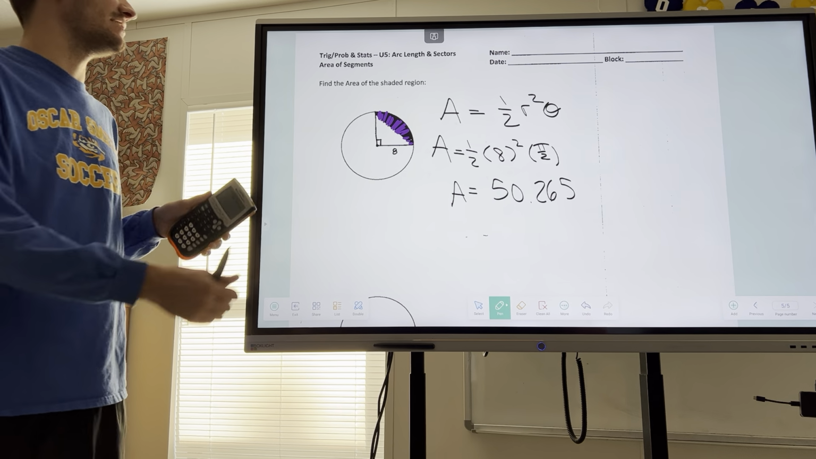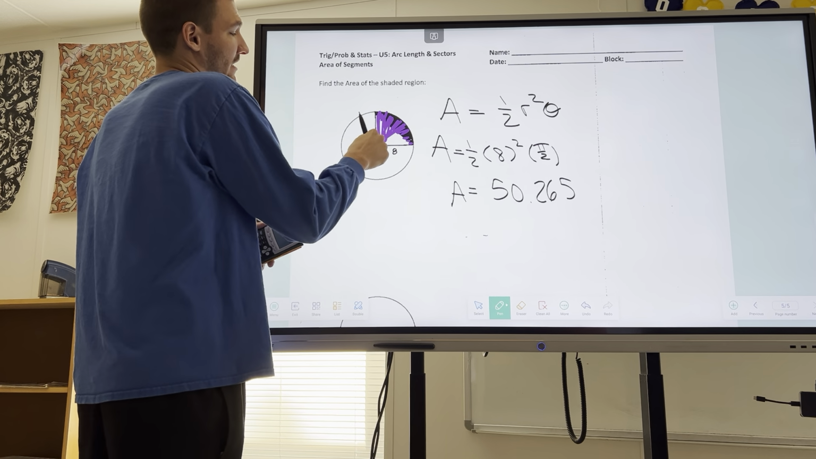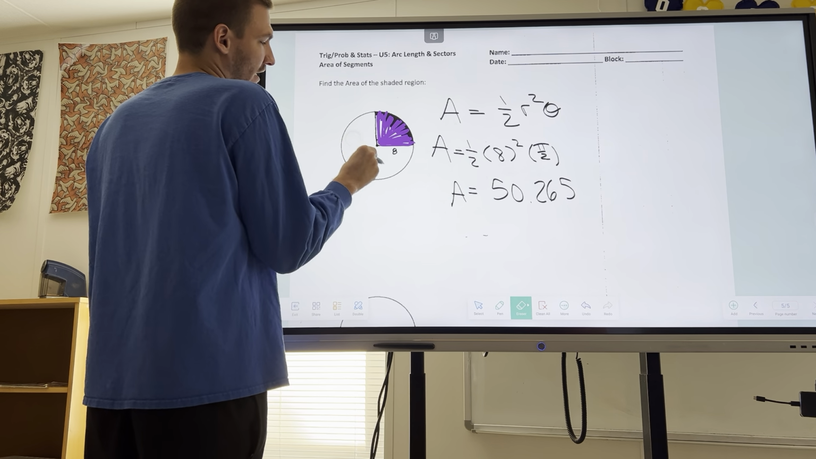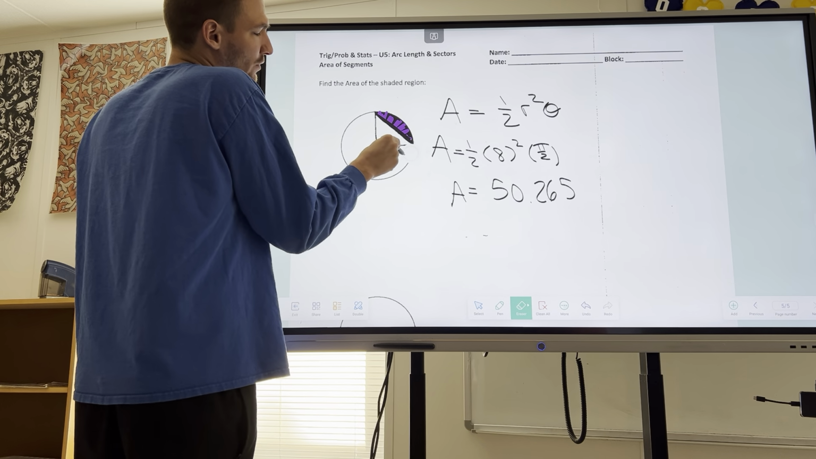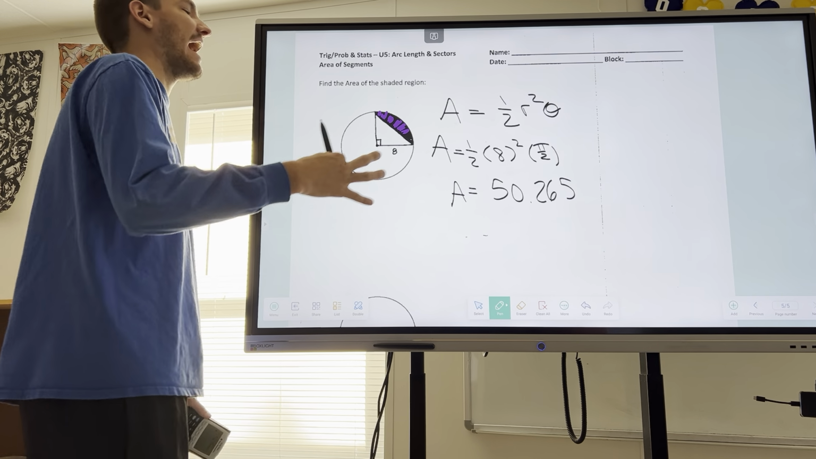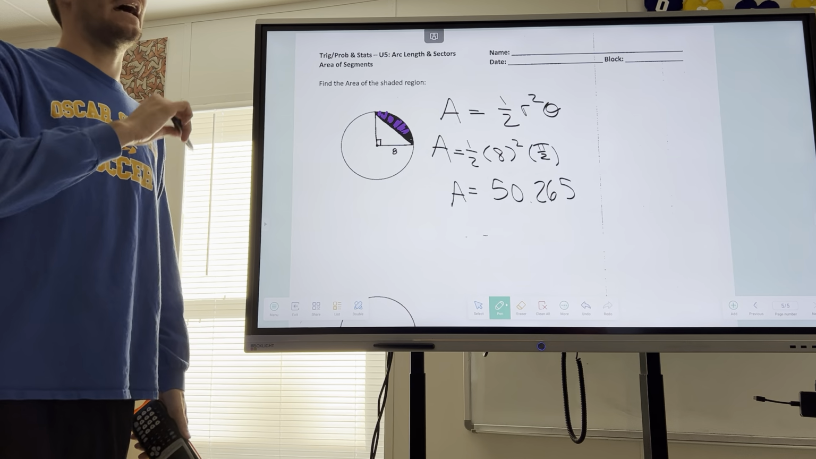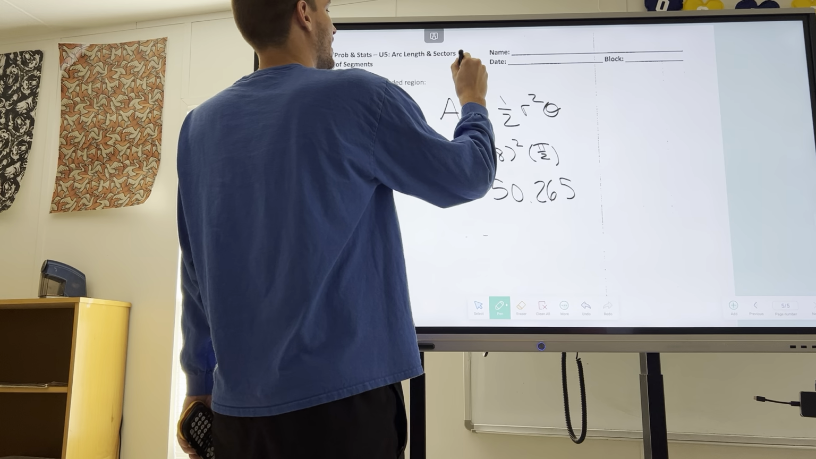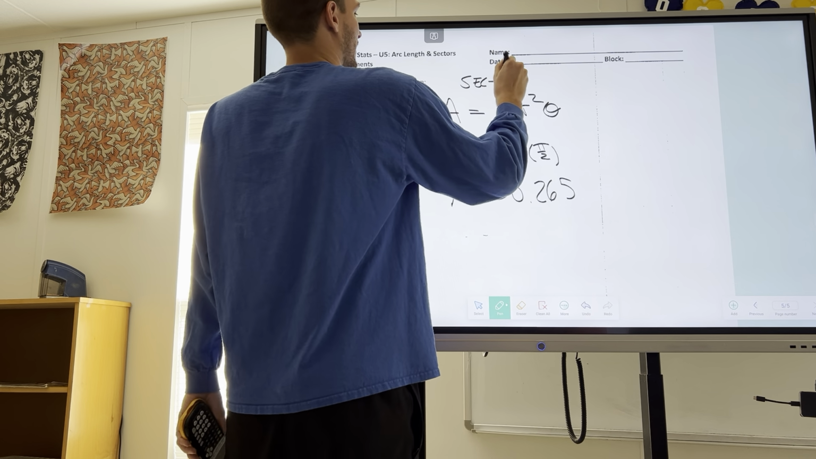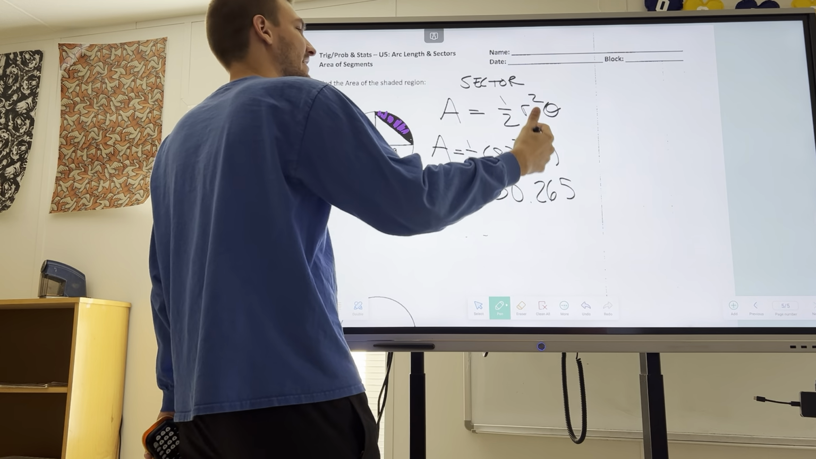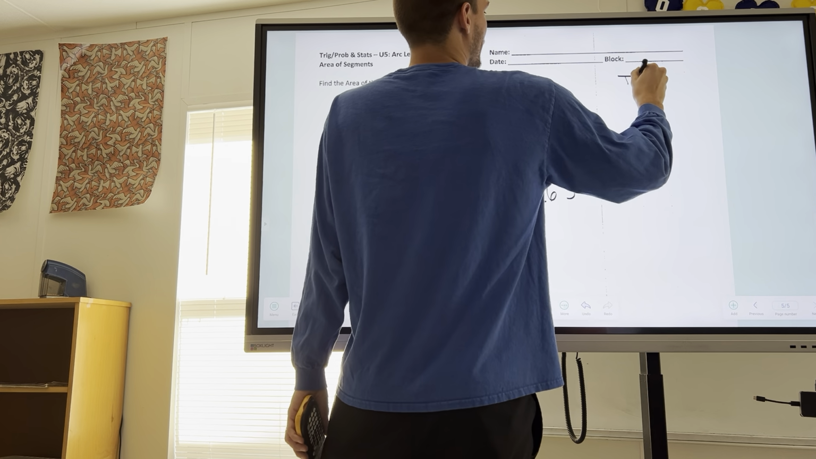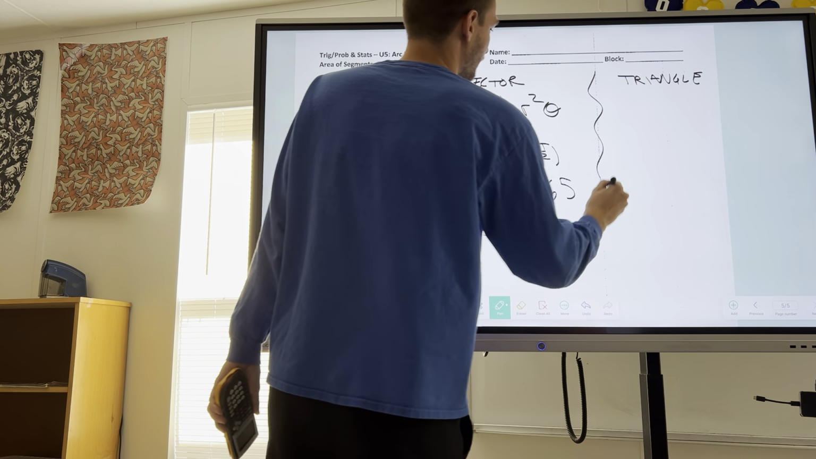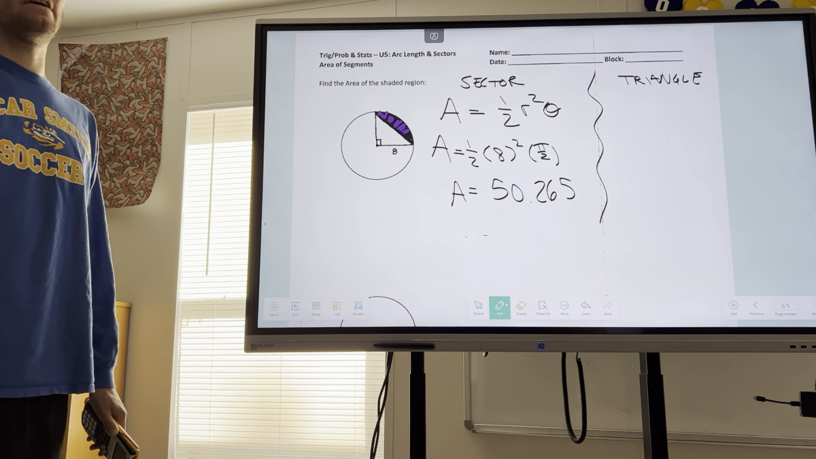So remember, that area is too big. That area is the whole quarter of the circle. But what we want is only that weird portion there that is on the outside of that triangle. So next, this is the area of the sector. What we now find out next is what is the area of the triangle. What is the area of this triangle?